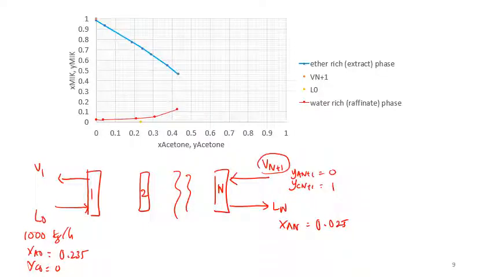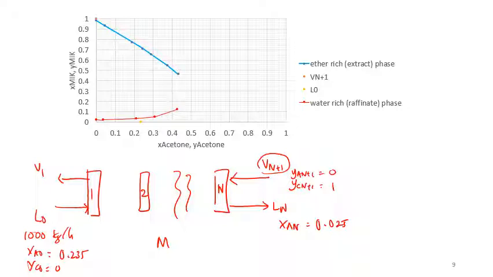When you don't know the flow rate of Vn plus 1, you cannot calculate the M point. When you cannot calculate the M point, you cannot calculate the number of stages. So in this case, we need to find the Vn plus 1 minimum. That's what we want to find.